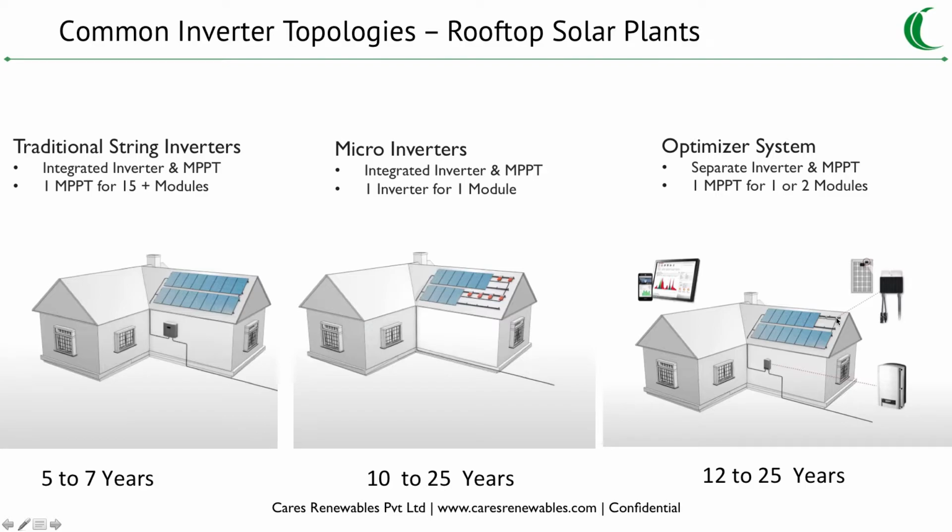Typically, this DC power extraction unit has a warranty of 25 years, and this inversion unit has a warranty of 12 years, which may be extended to 20. In case of microinverters, the warranty is 10 to 25 years. Standard is 10, you can extend it to 25 years after paying an incremental amount. So these are the different inverter architectures.